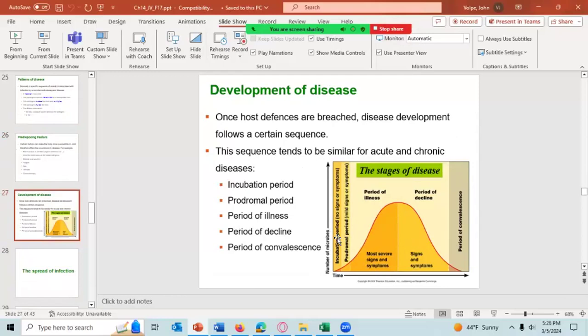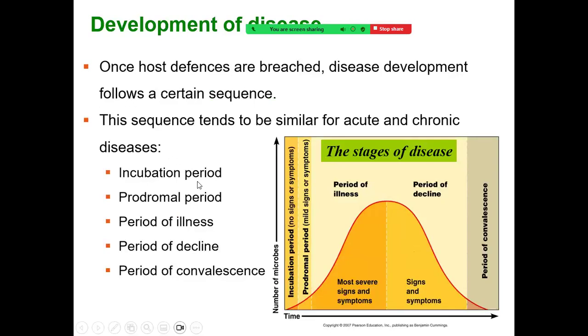All right, let's move on to talking about the development of disease. Once the host defenses are breached, disease development follows a certain sequence. This sequence tends to be similar for both acute and chronic diseases. I'm going to blow this slide up. First, we have the incubation period. That is from when the patient first becomes infected with the disease-causing agent till the time when the patient first has signs or symptoms. So that's the incubation period.